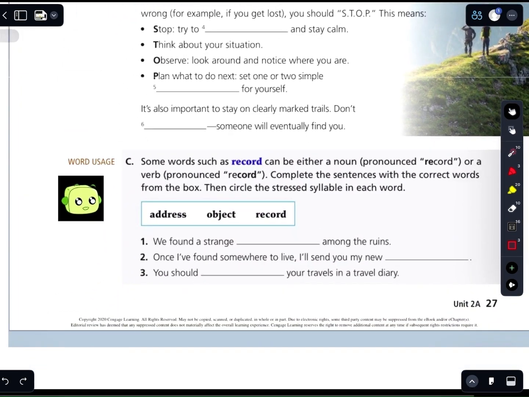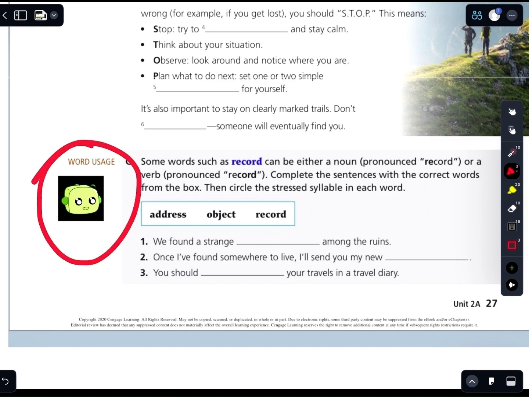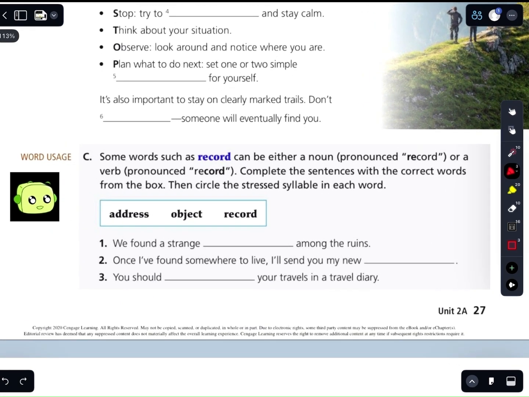And another activity with the Vocaroo symbol. Word usage. These are great exercises to look at how words can be used differently. Some words, such as record, can be either a noun, like a person, a place, or a thing, pronounced record, or a verb, pronounced record, like I'm going to record you. Complete the sentences with the correct words from the box. Then circle the stressed syllable in each word.